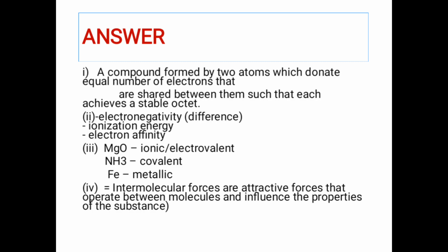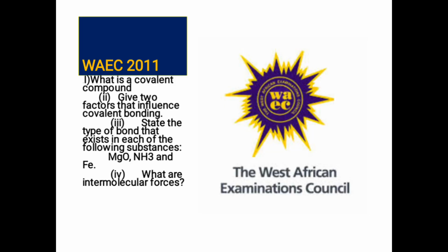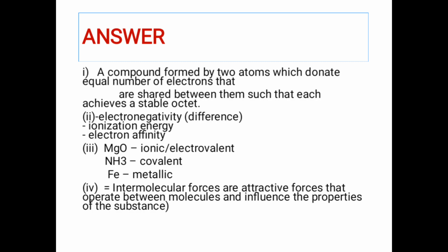Okay, if you have attempted it, your answer should look like this. Covalent compounds are compounds formed by two atoms which donate equal number of electrons that are shared between them, so that each achieves a stable octet. Or we can simply say a covalent compound is a compound formed from covalent bonding, and of course covalent bonding involves sharing of electron between two atoms. So you can also put it that way, but this is a good way to answer that question.